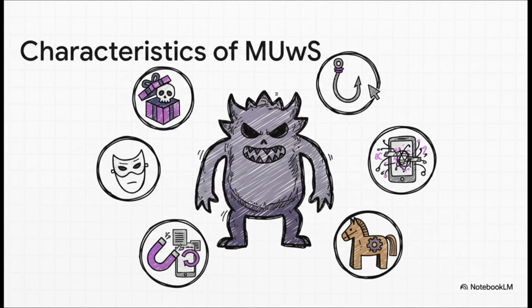So, what are we actually looking for? Well, these are the classic signs of unwanted software. Think of them as red flags. Is your app promising the world but not delivering? Is it tricking people into installing it? Or hiding what it's really doing? These are the kinds of behaviors that will get an app labeled as MUS.